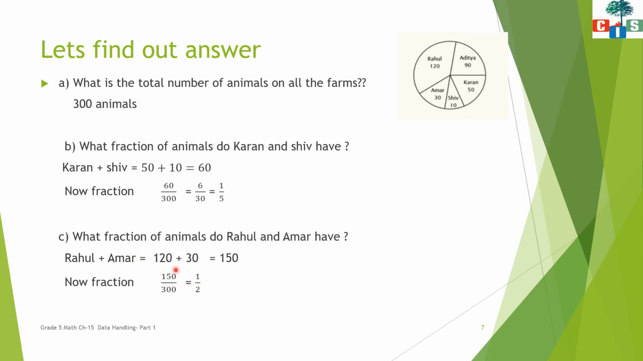Scholars, you can simplify in your own way. See, 150 ones are 150 and 150 twos are 300. So the fraction is 1 by 2. Scholars, you can also simplify by breaking it into smaller parts. So the fraction of animals that Rahul and Amar have is 1 by 2. Now scholars, we will see a few more questions related to it.